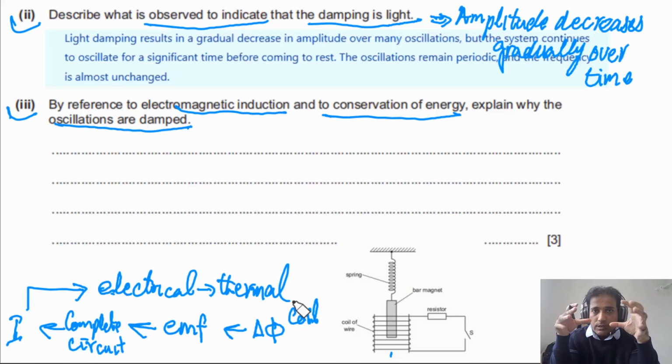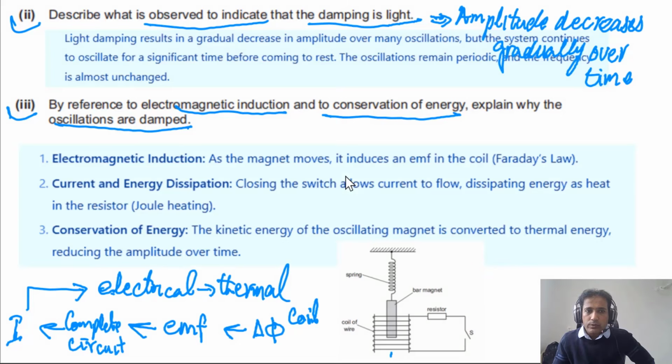Most of the machines convert energy from one form into another form, and with the help of electromagnetic induction, we also convert energy from one form into electrical. So this is the main idea. Now let me show you how you can write down the answer in a nicer way.